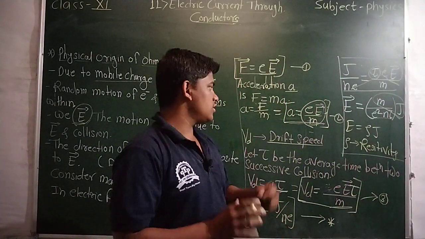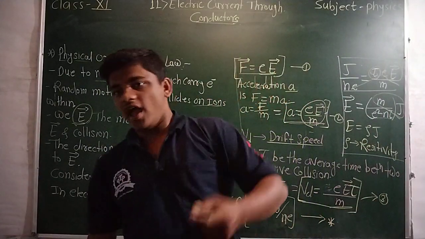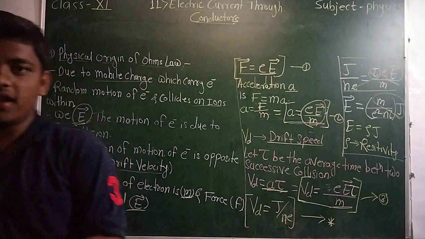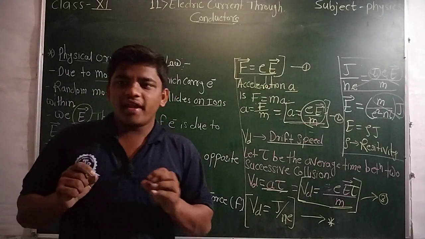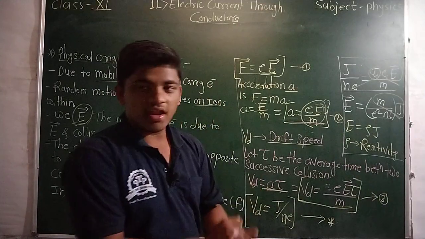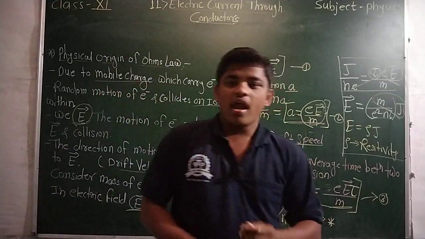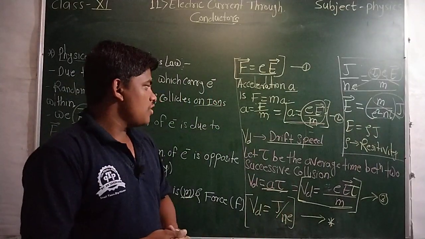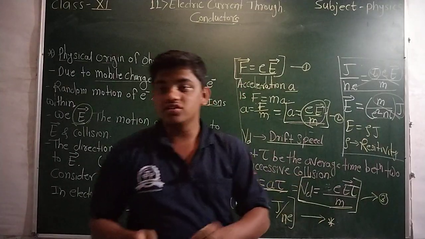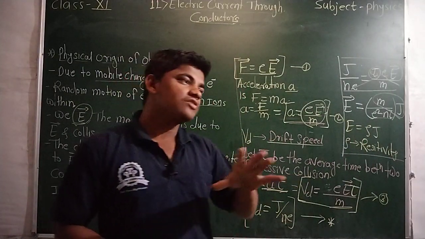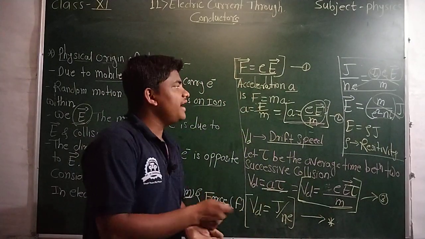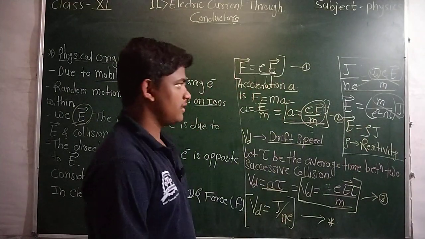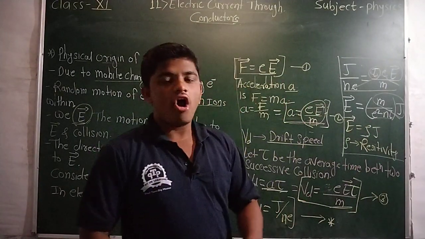That is the average time between two successive collisions of the electrons, and we find rho, that is the resistivity of the material. Then for a given material, m, the mass of the electron, N, E or E square, and tau, the average time between two successive collisions, will be constant, and rho is also constant, but rho is independent of the electric field. All are the same and all are constant.